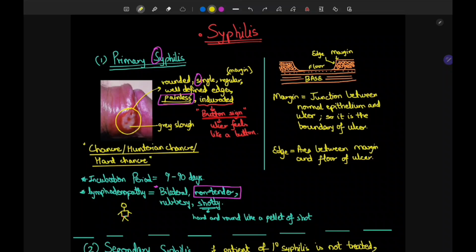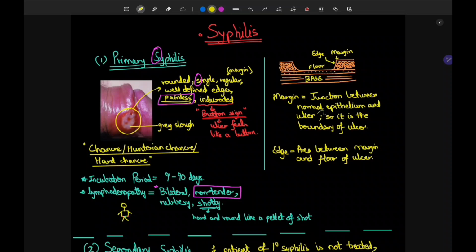Now just see this ulcer. This is a rounded, single, regular, well-defined edges, and it is painless and it's indurated. In primary syphilis, you are going to see such an ulcer. Now, first of all, you need to understand what is the margin, what is the edge, and what is the floor. So, I have made a diagram of the ulcer.